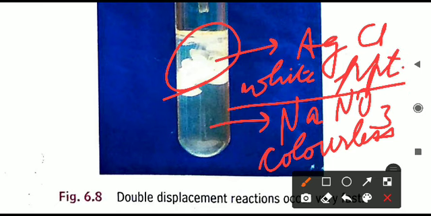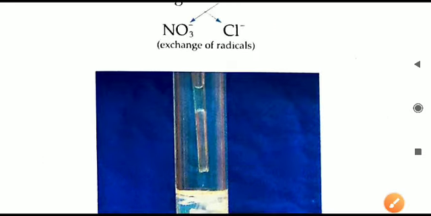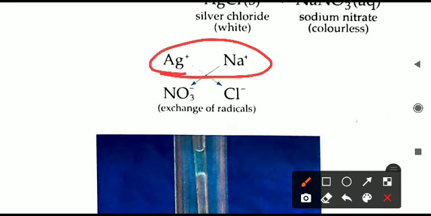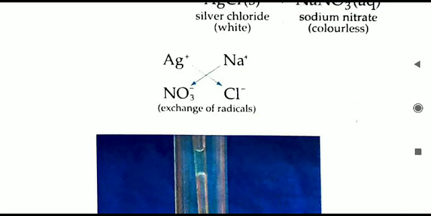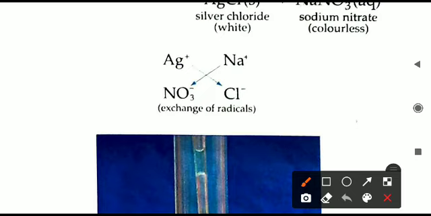So I hope it is clear to you what a double displacement reaction is. It is the exchange of the positive and negative radicals. The two positive ones are Ag+ and Na+. These are positive radicals, both have +1 valency. The two negative radicals are NO3- and Cl-, both having valency -1. So there is an exchange of positive radicals with negative.